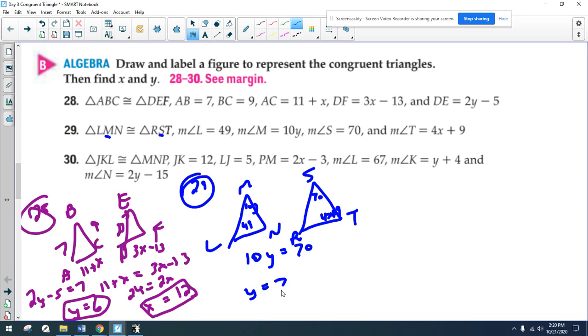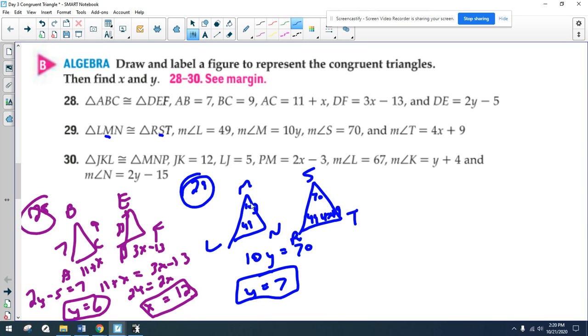So that's easy. Here's the problem: L matches up with R. So this doesn't really help me, right? So L matches up with R, so I can't set that equal to this one. But if L matches up with R, this is 49. I think that's what it was. Yeah, 49. You can do it two ways. You can either add all these up, set them equal to 180, or you can figure out what N is.